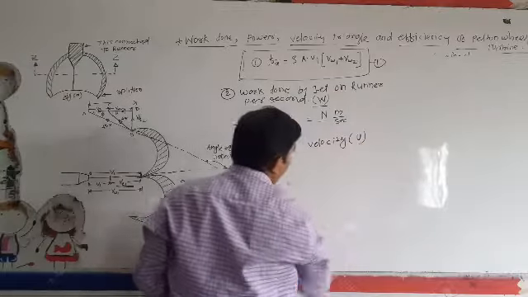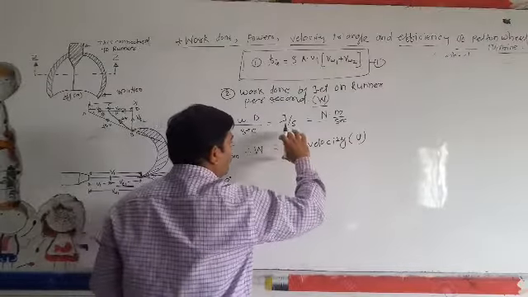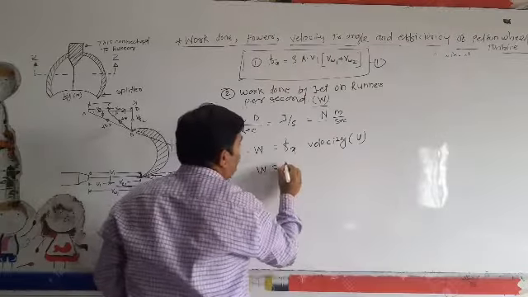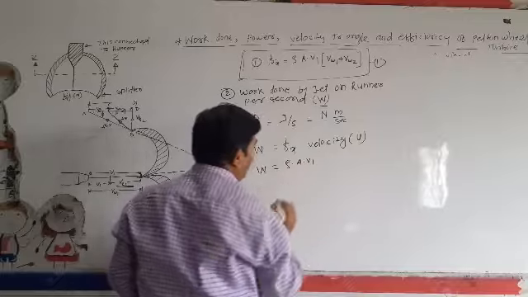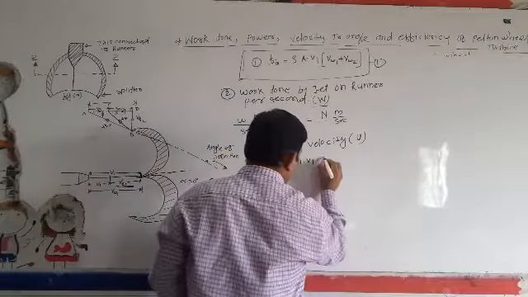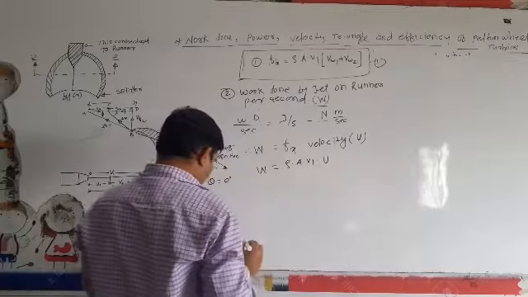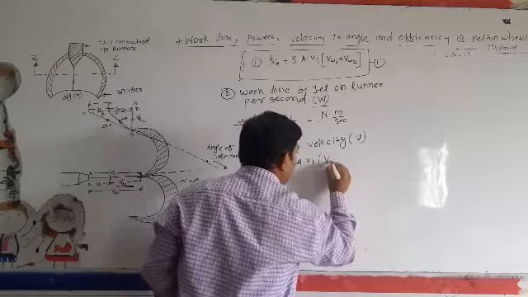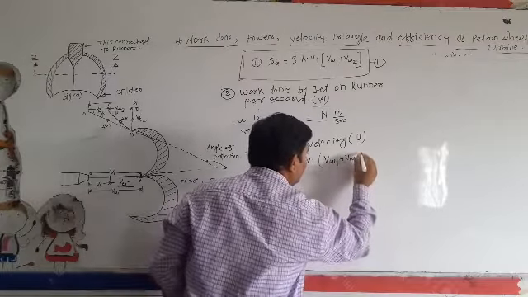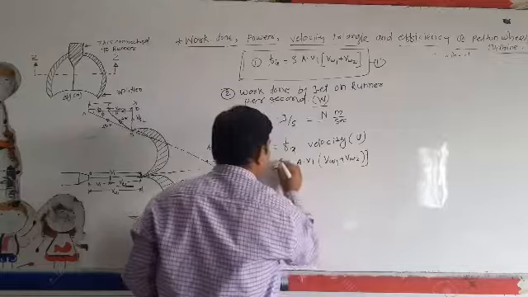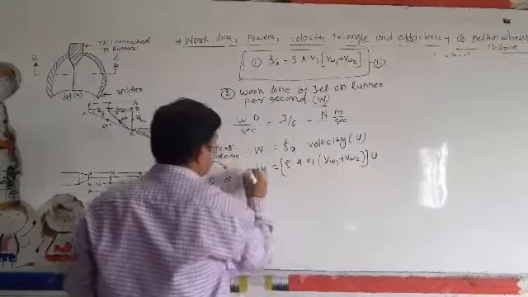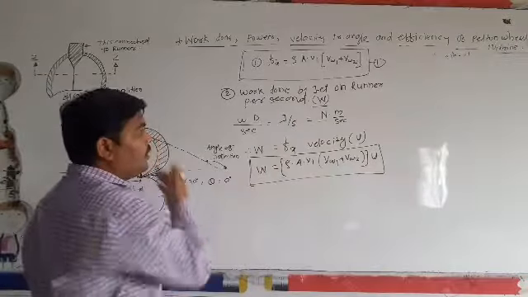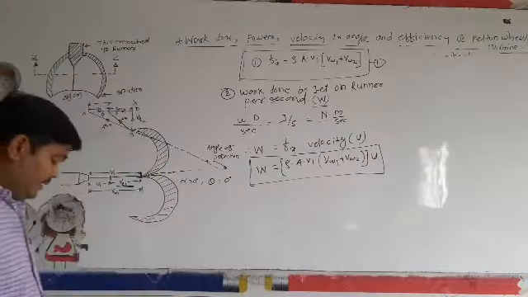Here we take the velocity of the blade, that is u, and the force is equal to rho a v1 (Vw1 plus Vw2) into velocity. So the work done is equal to rho a v1 (Vw1 plus Vw2) into u. This is the work done by the jet on the runner per second.